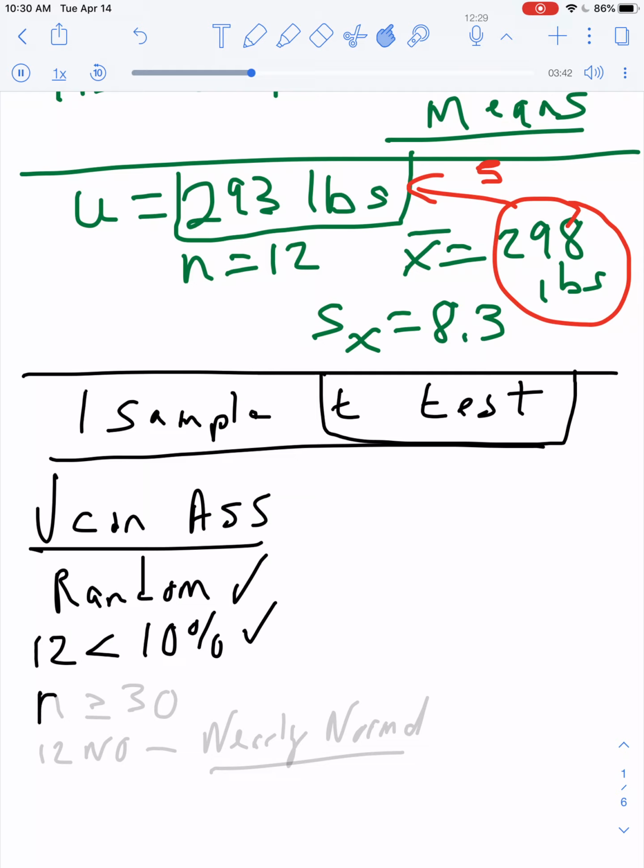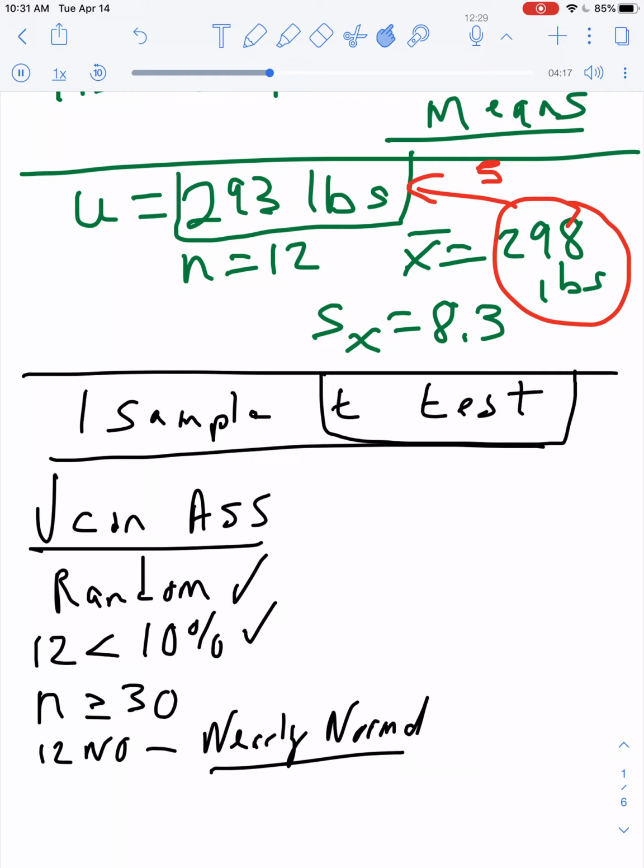Here's the crux, is that n should be greater than or equal to 30. Well, we only have a sample size of 12 up here. So 12 is not 30. So 12 is no. But I also told you, or if I haven't, I'm going to tell you now, that the distribution of these 12 players is nearly normal. And what you would have to do is actually put these in your calculator and graph them to see if they're nearly normal. They don't have to be normal, but just basically unimodal with no skewness. If there's a lot of skewness, then you can't do this test.